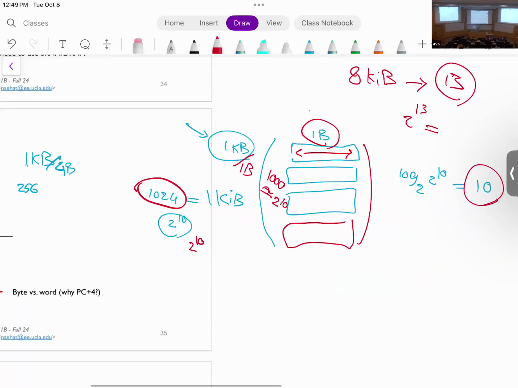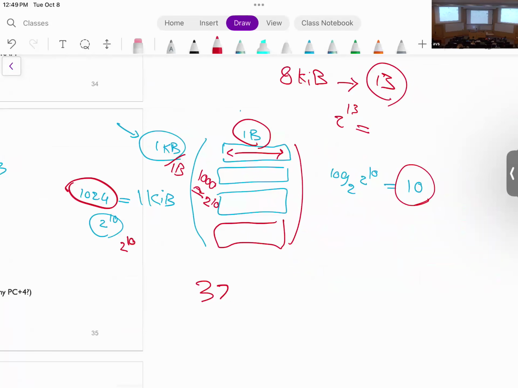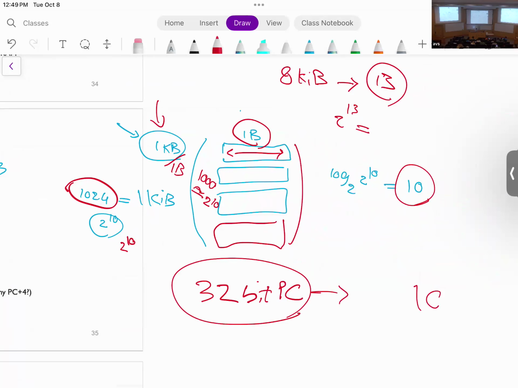So now the next question is, I have 32 bits of PC, and let's say I have a 1 kilobyte instruction memory. Which bits do I need to use? I need to pick 10 bits out of these 32 bits. Which bits should I use and why? Anyone want to answer?